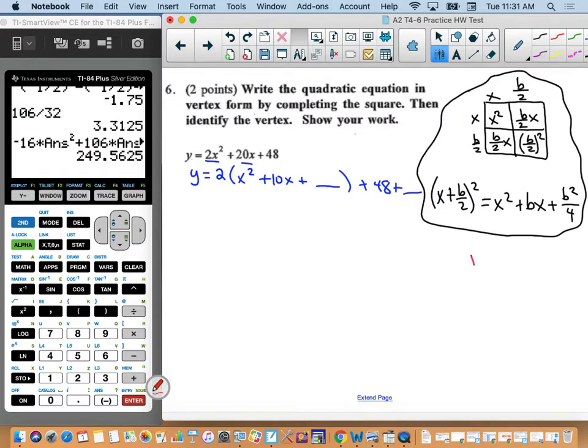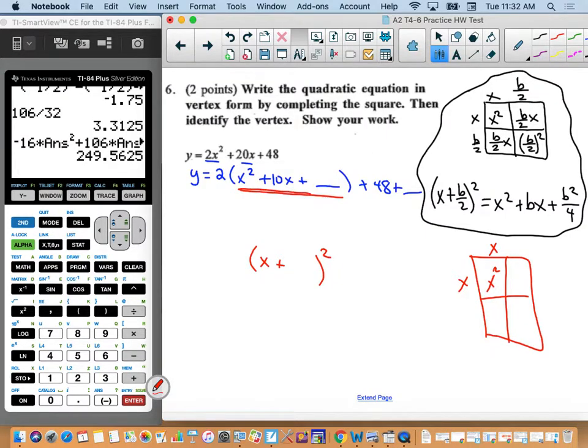So basically what we're doing is we're trying to change this to x plus something squared, because that would be part of the vertex form, which means it's a square. So I have an x squared, and I have 10x to work with in this problem. So I'm going to split that 10x in half to make it a square. So this would be a 5 and a 5.